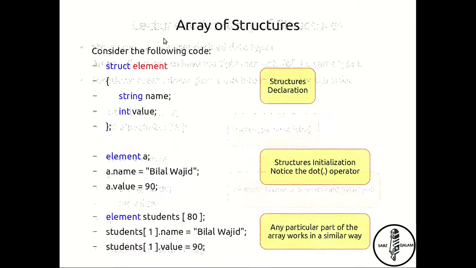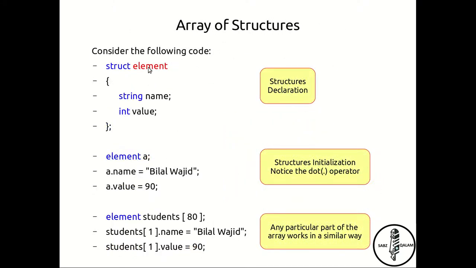Now, if you really looked at this, this is our structure element, and we've declared one variable a. So in order to initialize different components within a, we are going to use the dot operator. So a dot, now I can access all these individual components. So a dot name has been assigned Bilal Wajid, and a dot value has been assigned 90.